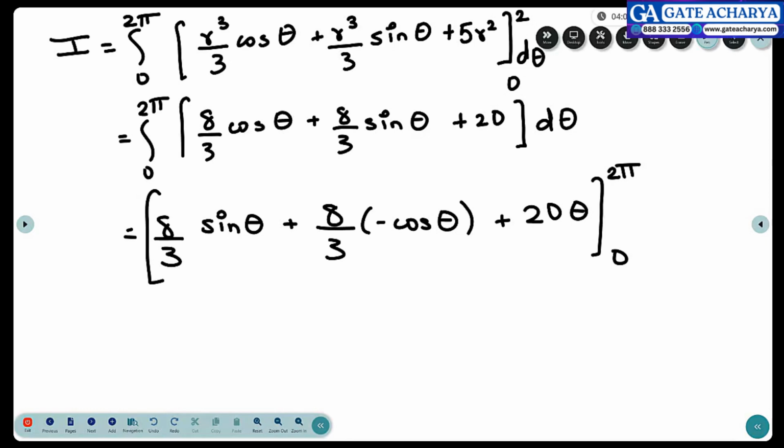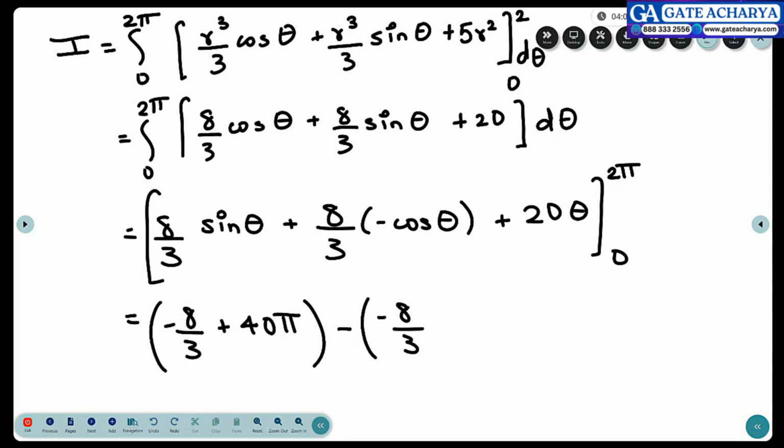If I put 2 pi, sin theta is 0, right? So this term I don't have to focus on. Cos 2 pi is what? 1. So this will be minus 8 by 3, plus 20 into 2 pi, which is 40 pi. That is the upper limit. What about the lower limit? Again 0, sin theta is 0. Cos theta is 1. So minus of minus 8 by 3 again. Then 0, that term again 0. So for the lower limit only minus 8 by 3. So 8 by 3 gets cancelled. So the answer is what?